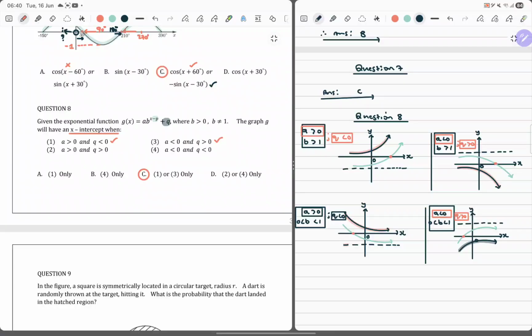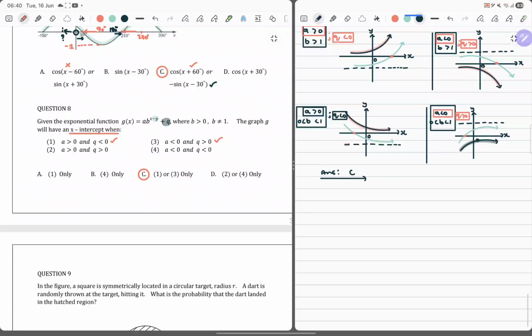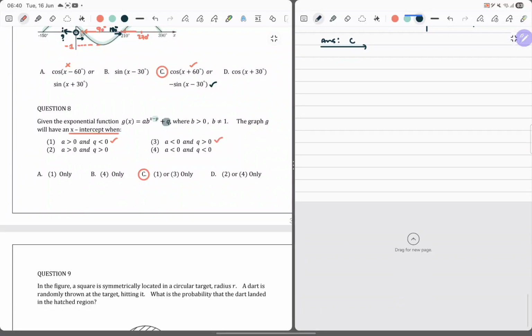So review this. Of course, you don't have to go through all this trouble if you know this well. But if you don't, you have no excuse not to go through all the trouble. All right, so let's get to the next question.